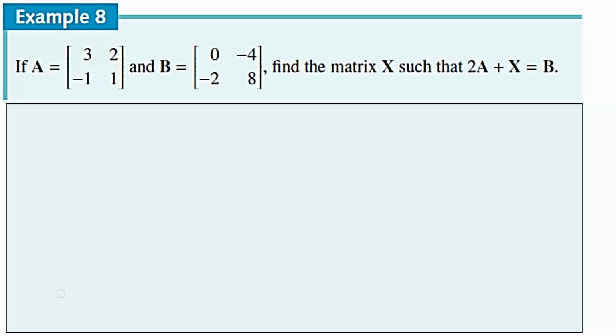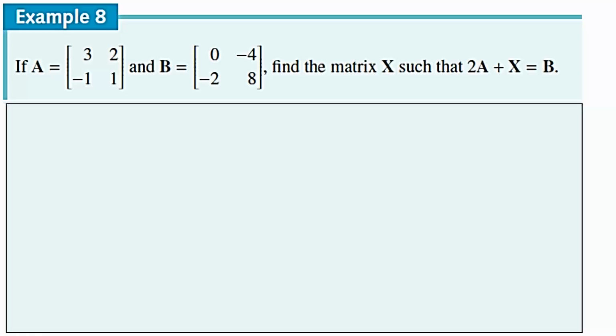Now, this particular question says matrix A is 3, 2, -1, 1. Then you got matrix B, which is 0, -4, -2, 8. They say find the matrix X, which is this one here. We want to know what X has to equal if this is the equation. The equation says twice matrix A plus matrix X should give me matrix B.